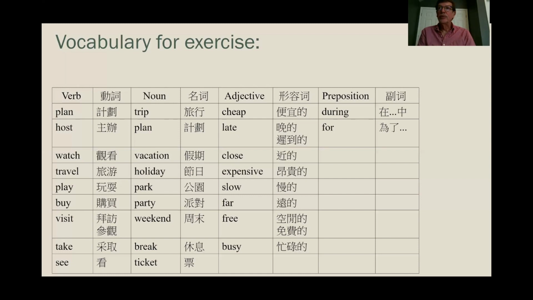Okay. I'll read through it again. So if there's some words you had trouble with, then hopefully my repeating this will help you out. Okay. Plan, trip, cheap, during. Post, plan, late, for. Watch, vacation, close. Travel, holiday, expensive. Play, park, slow. Buy, party, far. Visit, weekend, free. Take, break, busy. See, ticket. So I think these are really good vocabulary words that you can use every day, especially if you're taking a trip or going on vacation. All this comes into play.